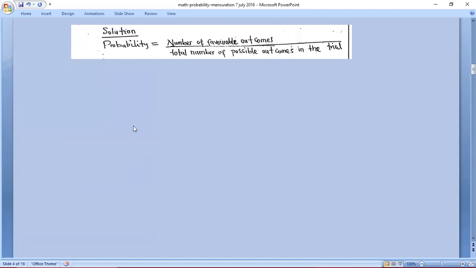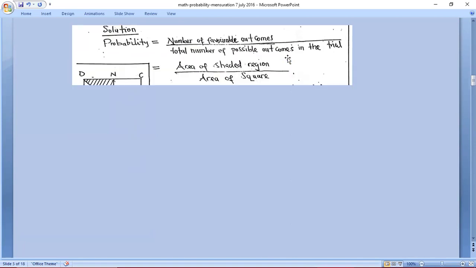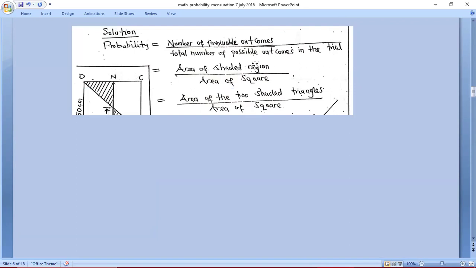Calculating the probability, the formula is the number of favorable outcomes, or desired outcomes, over the total number of possible outcomes in the situation given. In this case, 100% of the area simply means the area of the square. That's the denominator. Then on top, favorable outcomes means it should land in the shaded area. What's the area of the shaded region? That would be our numerator. That's what we want to find.